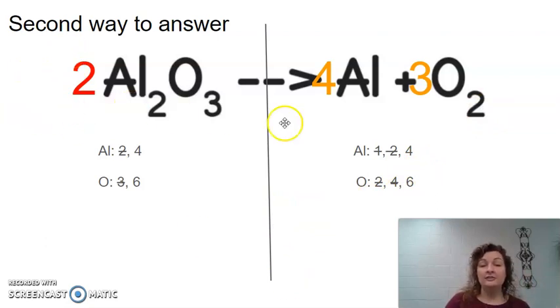So your final answer, you guys, is this right here. It's the actual equation with the correct coefficients. This down here is your work. Okay.